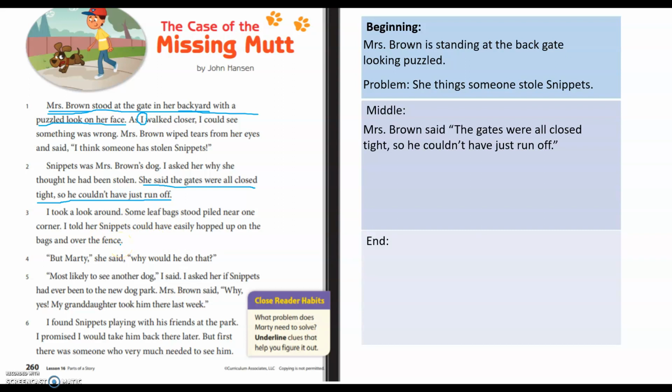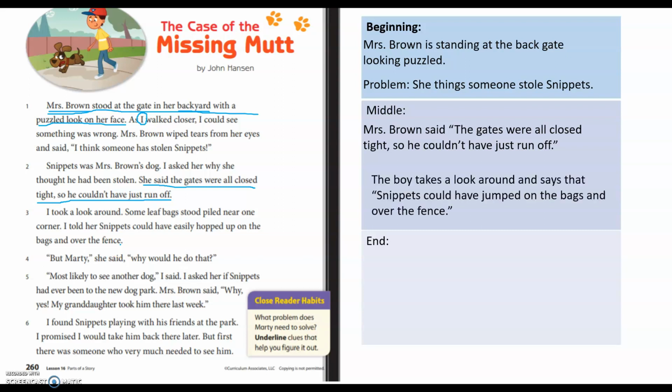How does the little boy react to the problem? He takes a look around and says Snippets could have just jumped on the bags and over the fence.